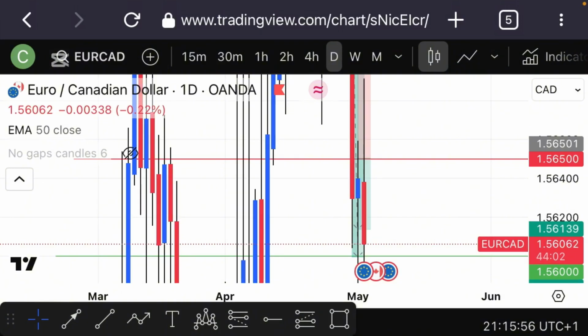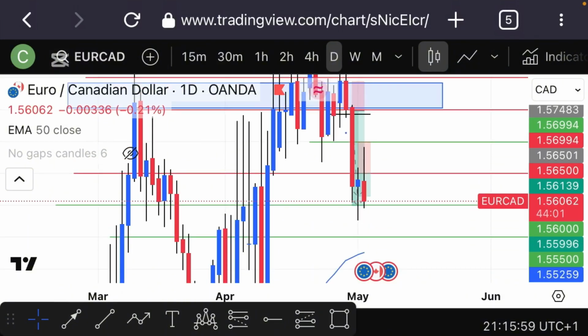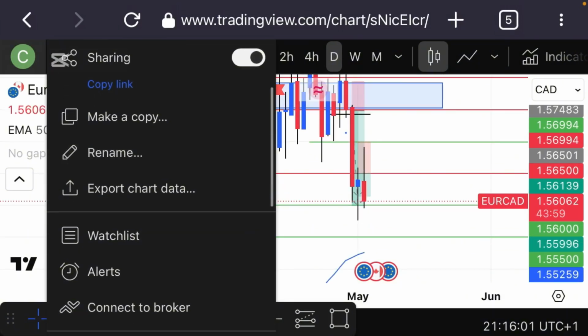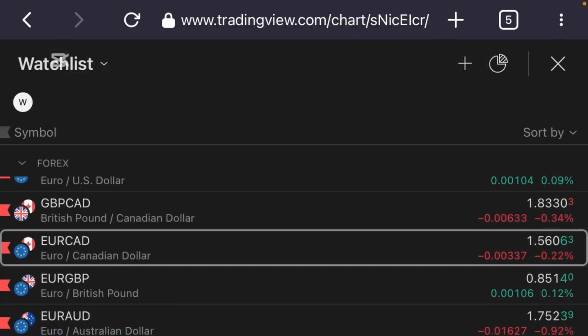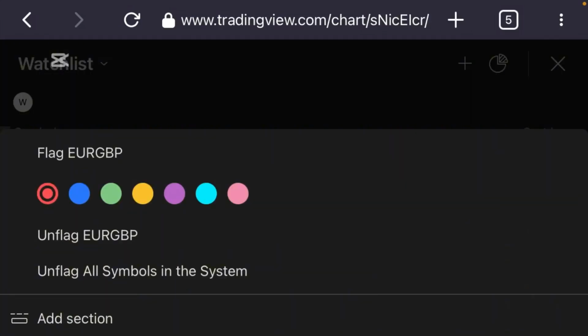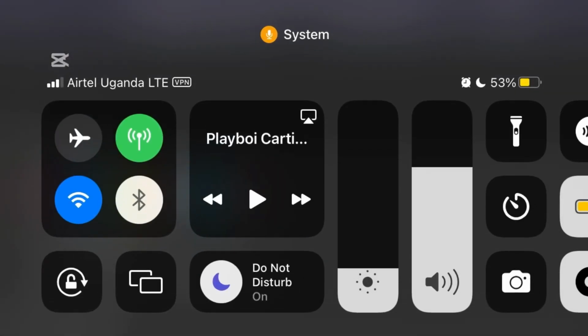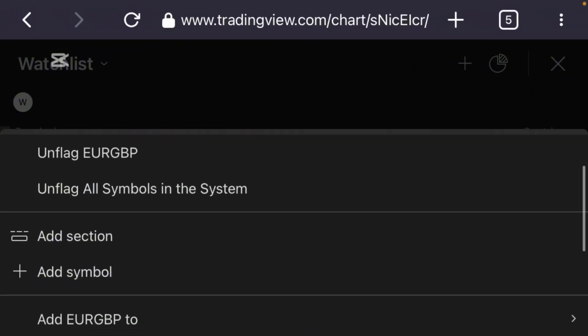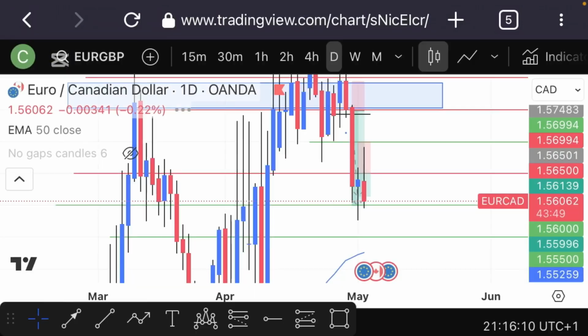Now the next trade is Euro GBP. Give me a second. Euro GBP.